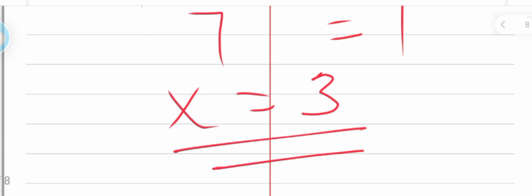Therefore, the value or the truth set for the equation that we solve is x is equal to 3. So this is what we are looking for actually.